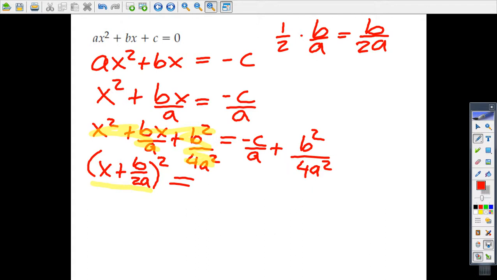But I need to take this negative c over a and write it. I can multiply by something to make it 4a squared, right? What is that I need to multiply by? 4a over 4a. So that makes this negative 4ac over 4a squared. And then I still have the plus b squared, so I can write that all as one thing.